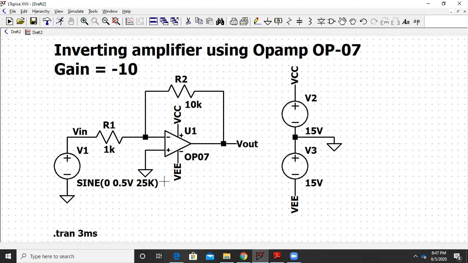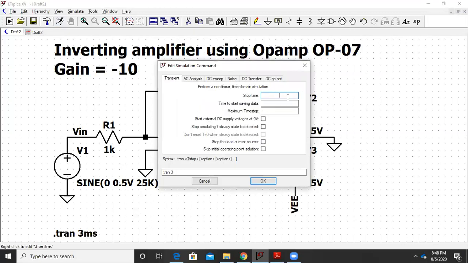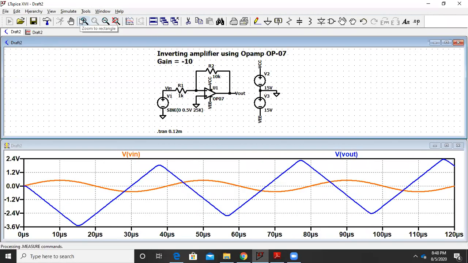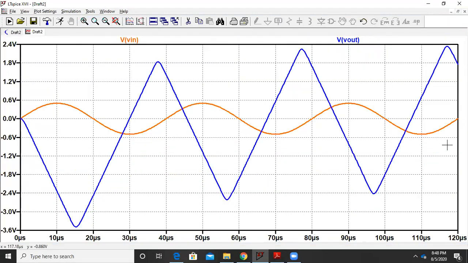But there is one care you have to take. Since we have increased the frequency, our time period will reduce. The time period will be 1 divided by 25 kilo, so it is around 0.04 milliseconds. We can give somewhere close to 0.12, 3 times that. And now we are ready to simulate the circuit. Let us observe what we will get.